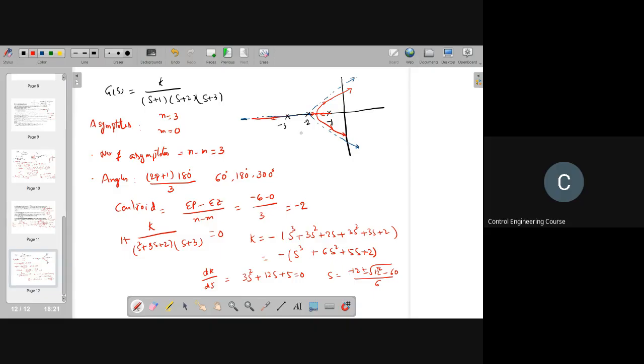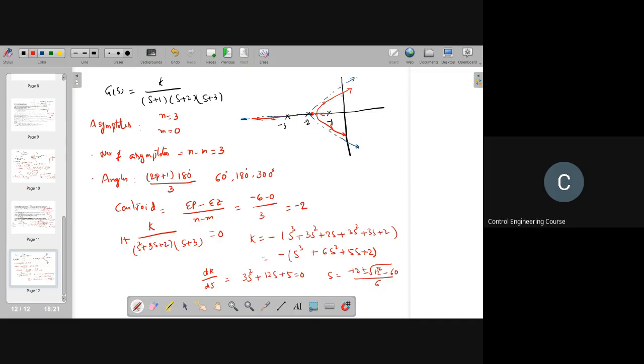That is about calculating the breakaway point. Now the next step, the fifth point, is this. Then the sixth point is calculating the angle of departure. Because there are no complex poles, you don't need to calculate the angle of departure. Even if you calculate it, you will get 180 degrees for each pole. So there is no point in calculating that one.